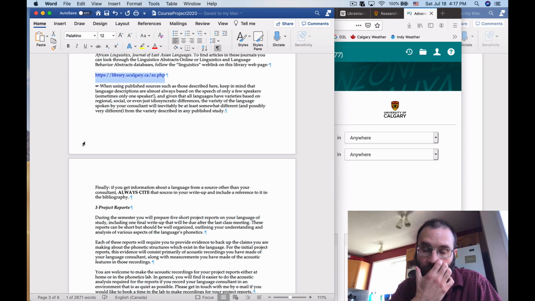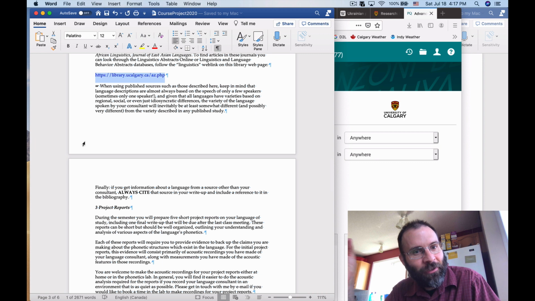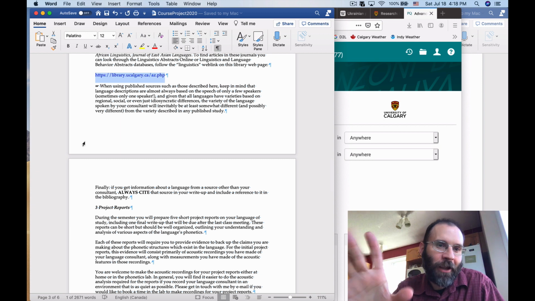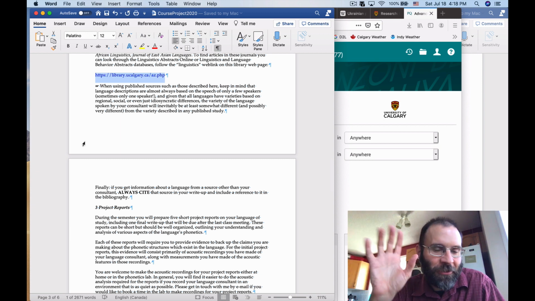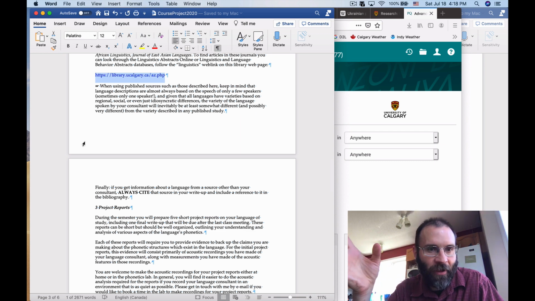in any published study. What I want you to do in this project is tell me how your consultant speaks. Don't look up information in a book and just regurgitate it for me. I don't need that. I want you to get primary data, like from some human being which nobody has recorded before, and figure out how to analyze it.